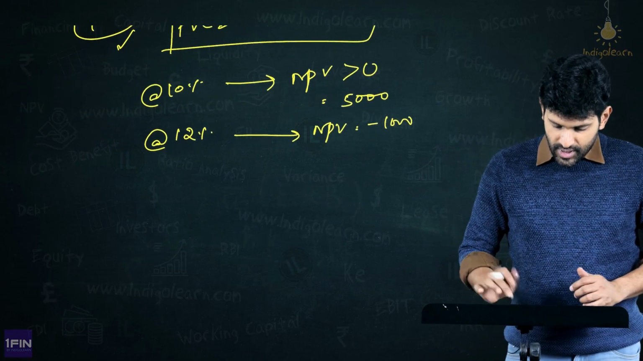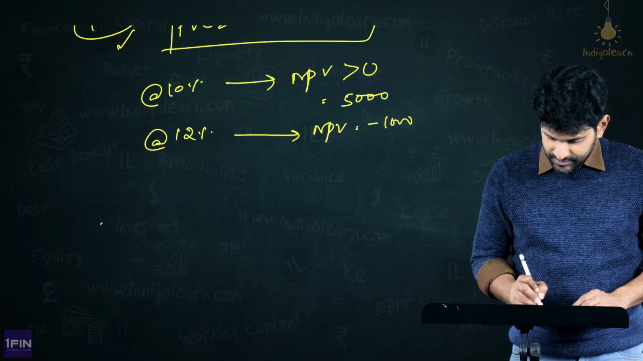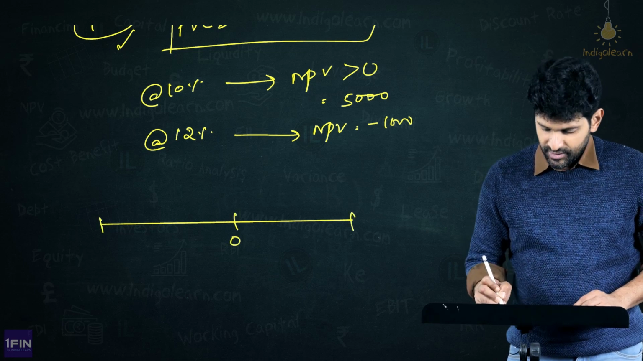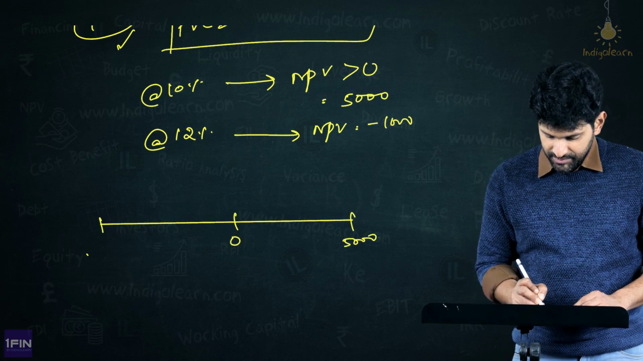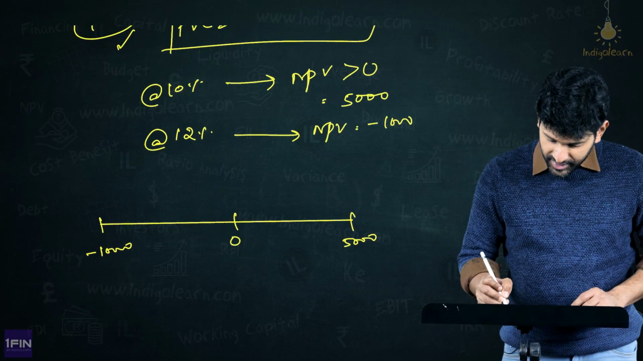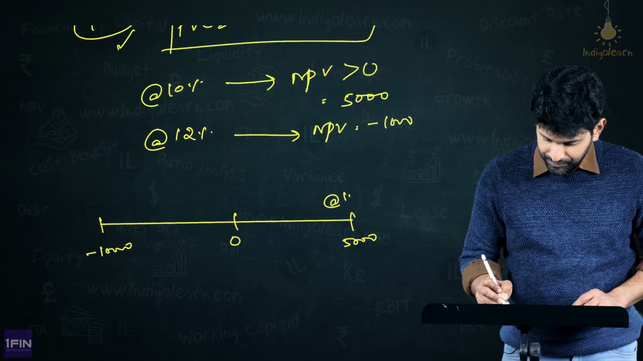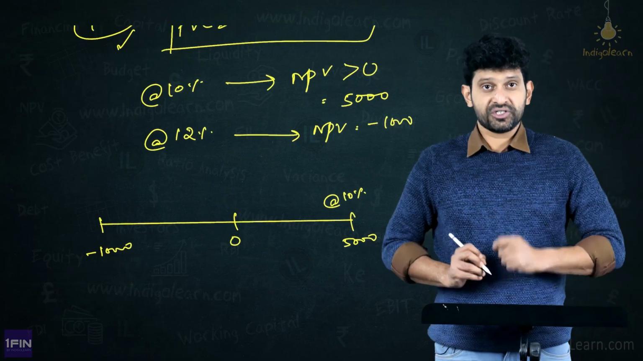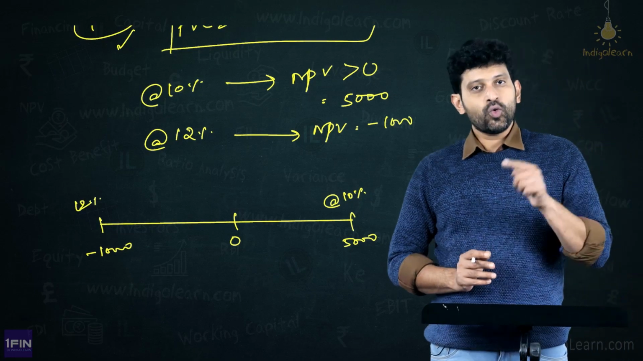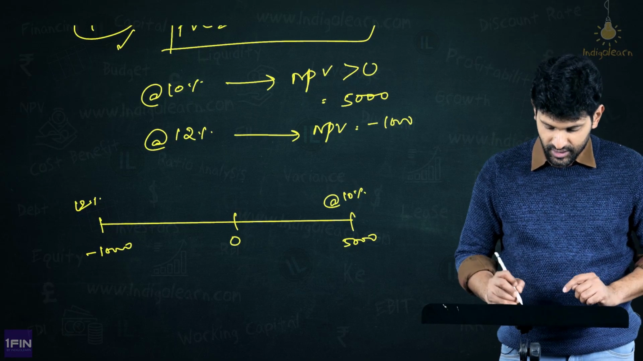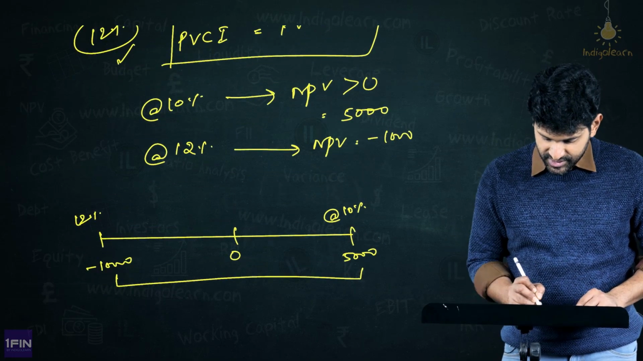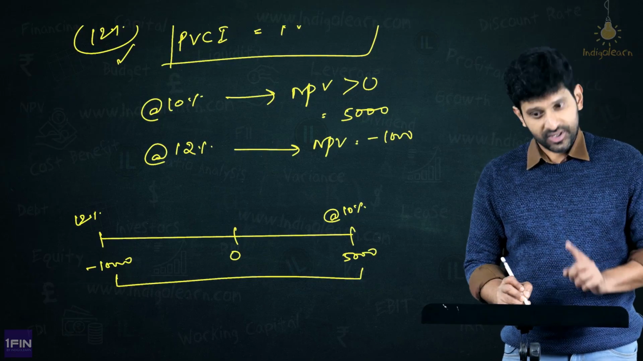Now, we will take the help of a timeline. If NPV is 0 here, NPV is 5000 here, and NPV is minus 1000 here. Now, at what rate? At 10%, NPV is positive. At 12%, NPV is negative. So, how we will do is, now we will say, okay, for a distance of, what is the distance? This is minus 1000 to 0 is 1000 plus 5000.